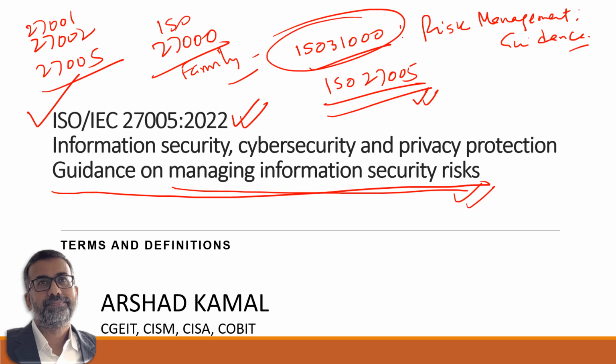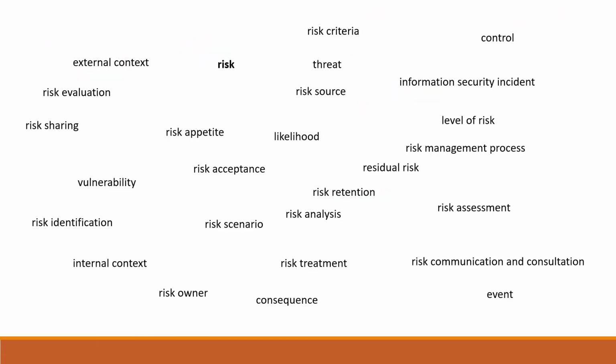So when I say risk management, what are the different terms related to the risk? I just made a slide, and you see that there are different terms. First of all, what is a risk? We define that risk is the effect of uncertainty on objectives. Then, what is risk appetite? The amount of risk an organization is willing to accept. We also talked about risk retention. So how do you retain it?